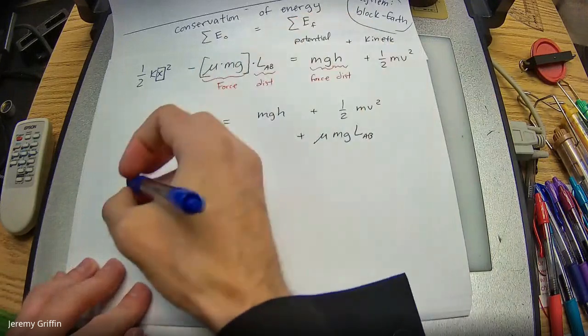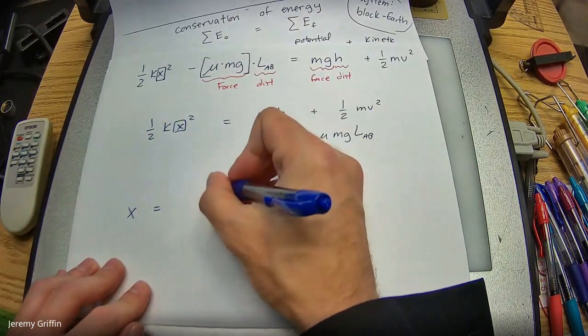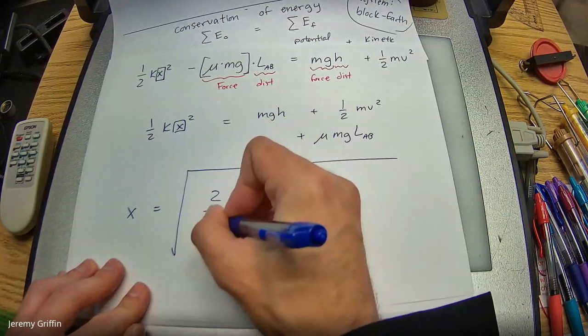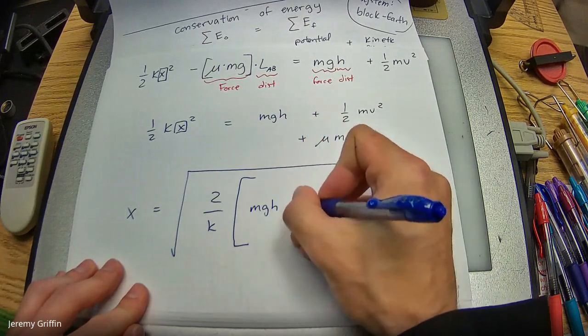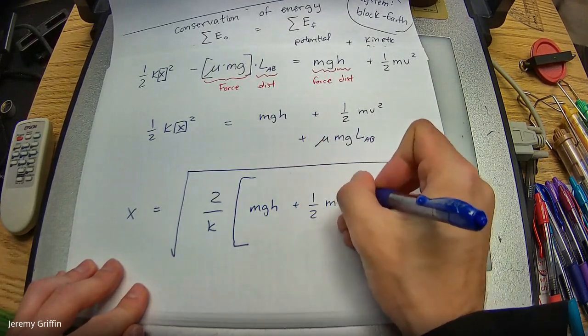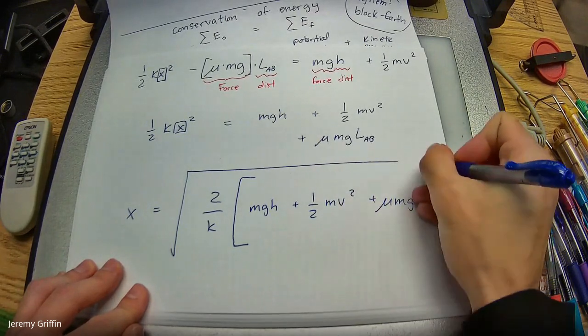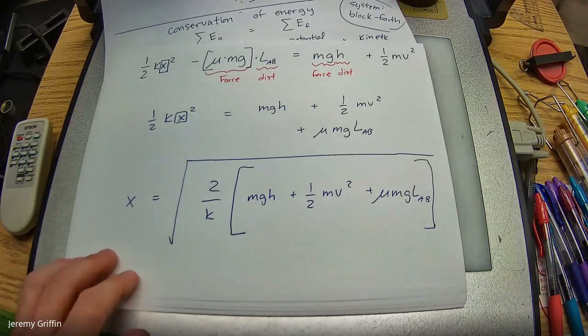Yeah, go ahead and finish this off. So x is equal to the square root of 2 over k times mgh plus 1/2 mv squared plus mu mgl. The whole thing. That's amazing.